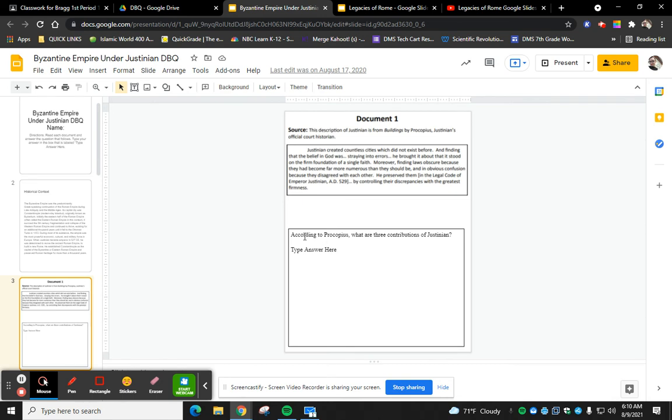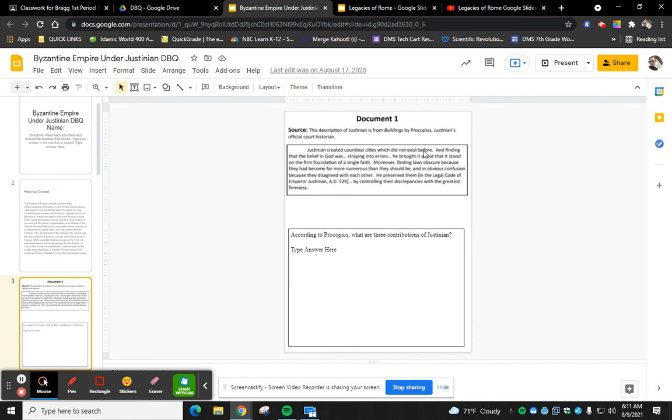So our question is simple. According to Procopius, the guy who wrote this description, what are 3 contributions of Justinian? So what are 3 things that he contributed? All right. So he preserved laws. He created new cities. He brought back Christianity as the main religion. Very simple like that. So you're just looking in here and finding those things. You're just finding those 3 contributions.